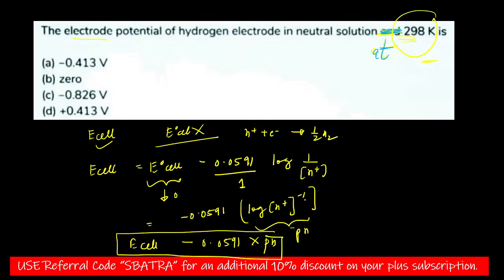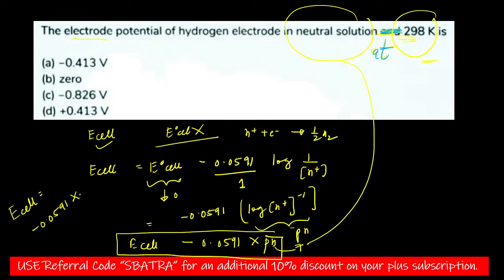Now you just have to substitute the value of pH and you'll get the answer for E cell. It's written here that this is a neutral solution, so pH is equal to 7. Substitute the value 7 over here. So just calculate this value, everyone. E cell is equal to minus 0.0591 into 7. What value are you getting from this calculation? Just do this calculation so that we can get the correct answer.